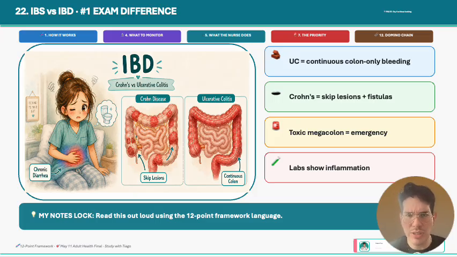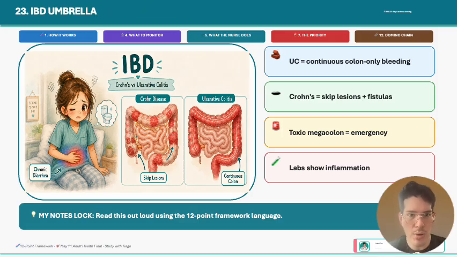So if the question gives normal labs, normal colonoscopy, cramping relieved after bowel movement, and no bleeding, I think IBS. If it gives bloody diarrhea, weight loss, fever, elevated inflammatory markers, or ulcerations on the scope, I think IBD. Okay, so IBS is the bowel being irritated. IBD is the bowel being inflamed and damaged. Okay?